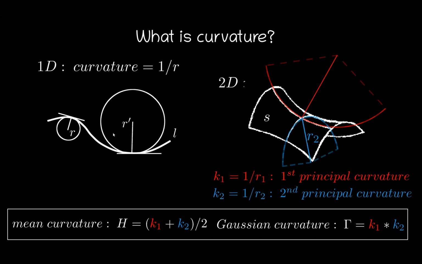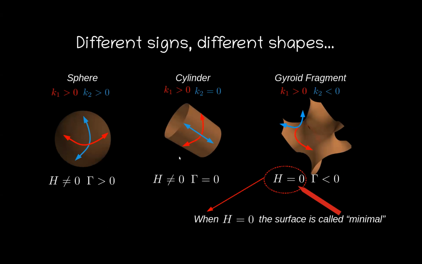In 2D, one circle is not enough. We need two, and with these two, we can define two principal curvatures. Then, playing again with these two principal curvatures, we can define two characteristic quantities, which are the mean curvature, which is just the mean of the two curvatures, and the Gaussian curvature, which is the product. And I want to convince you that using these two quantities, I can characterize all surfaces.